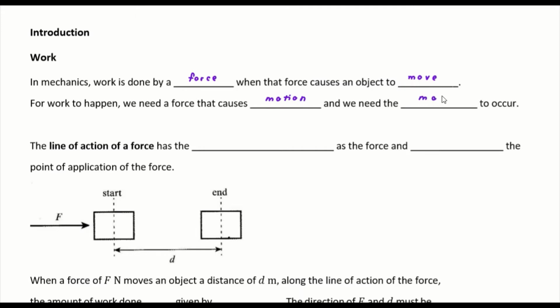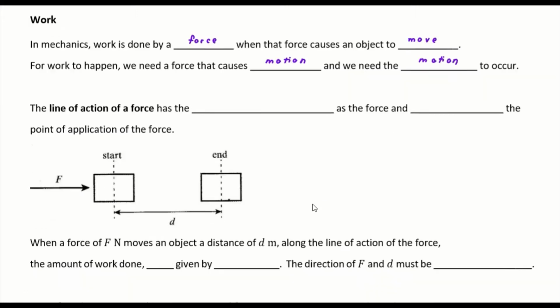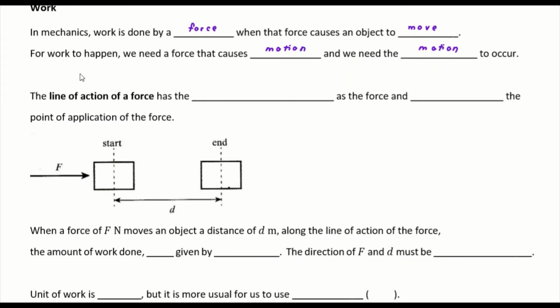So basically, going back to what I mentioned just now, we need the motion to occur, as if there must be a displacement taking place. Okay, so before we talk about the definition of it, let's look at this new term, which is called the line of action of the force. So the line of action of the force has the same direction as the force and includes the point of application of the force.